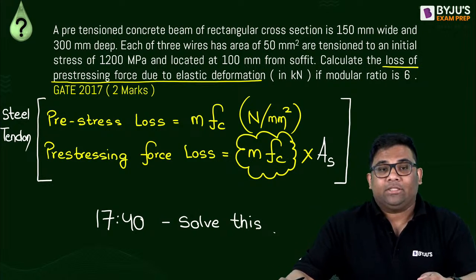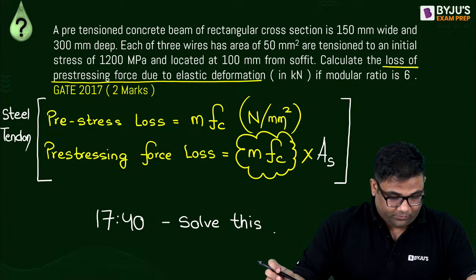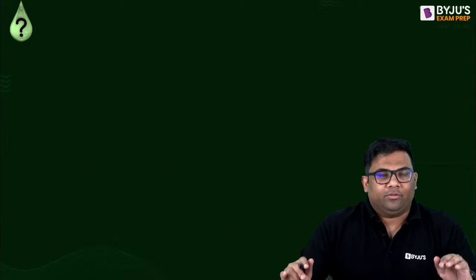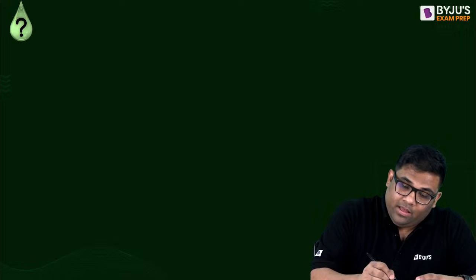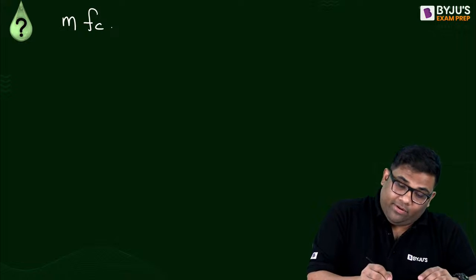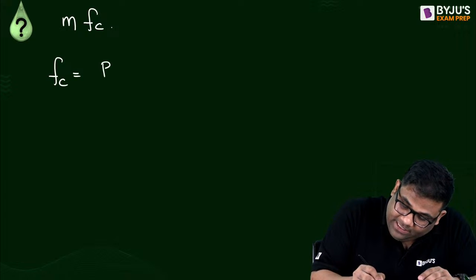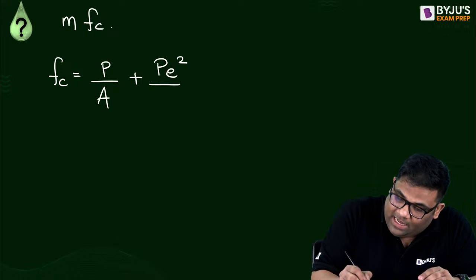Let us solve this question. Now, the pre-stress loss is m into Fc. What is Fc? We know the formula for Fc. Fc is P by A plus P e square by I.